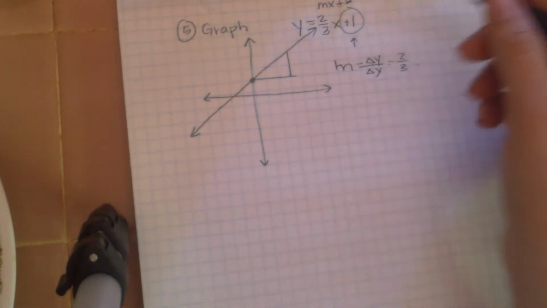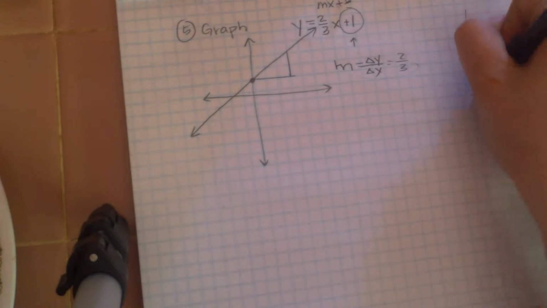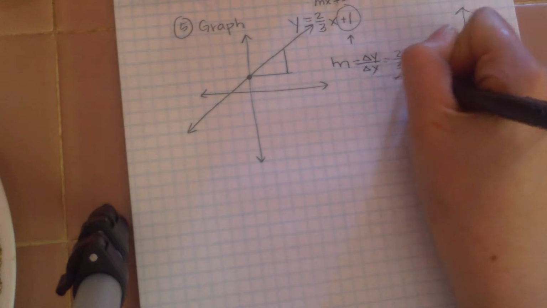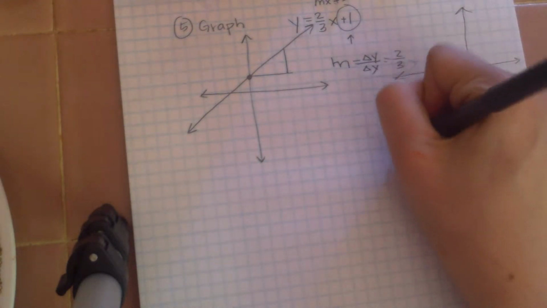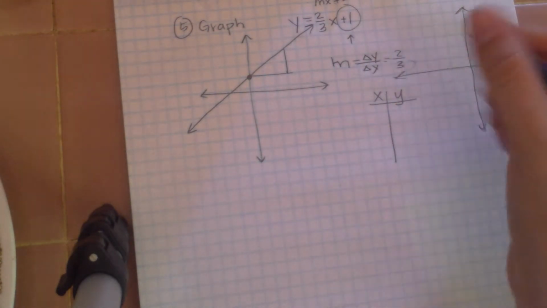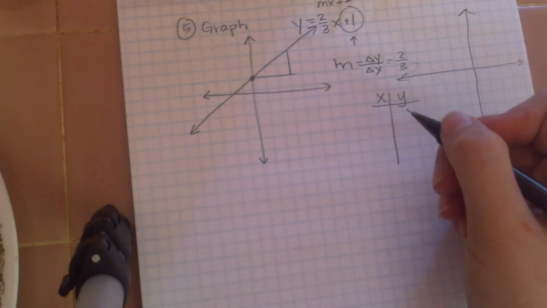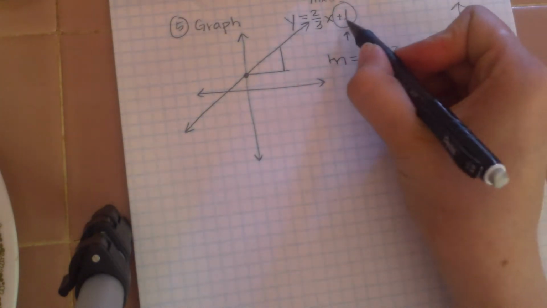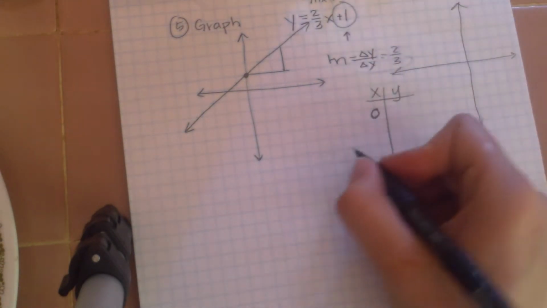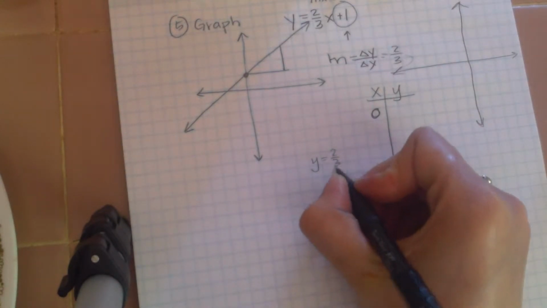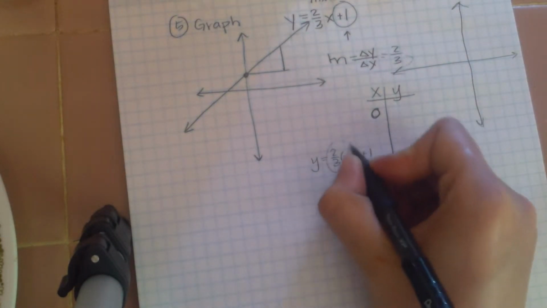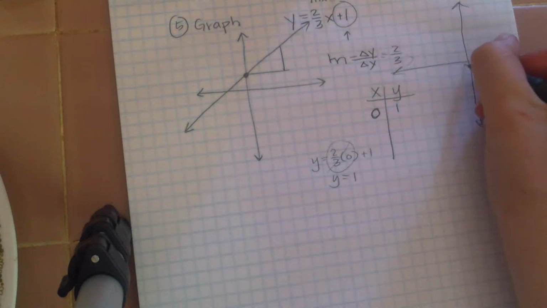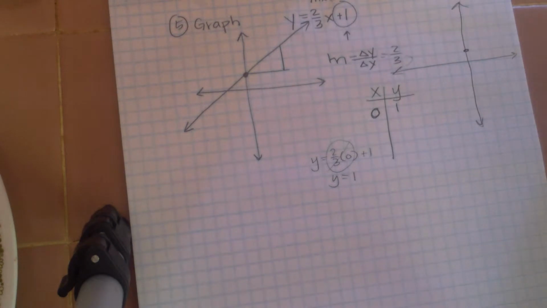Okay, the other way to do it, if you're like me and sometimes forget or you just want to do it this way, you can always make a table of values. Okay, so x and y. Thinking about values to plug in, my favorite numbers are always 0 and 1. So if you plug in 0 to this equation, you're going to have y equals 2/3 times 0 plus 1. Of course, 2/3 times 0 is 0, and you get out y equals 1. Okay, so 0 comma 1 is a point on there.